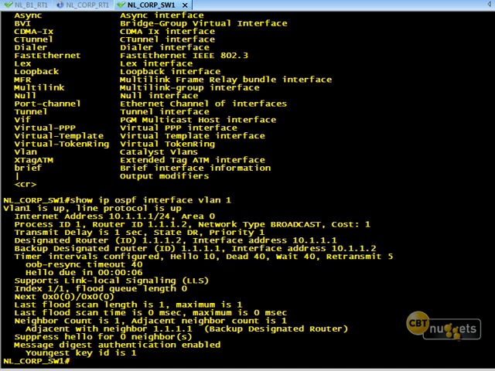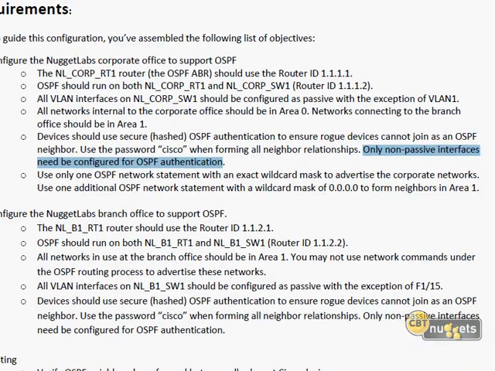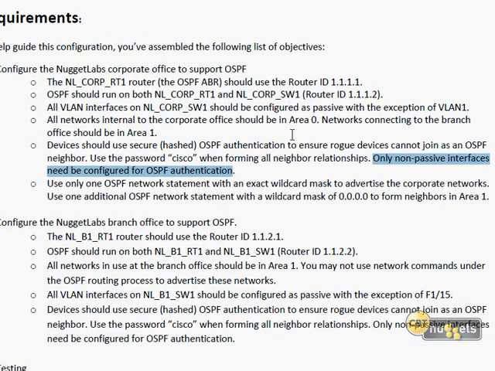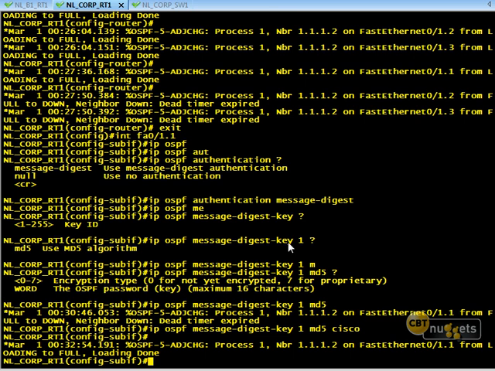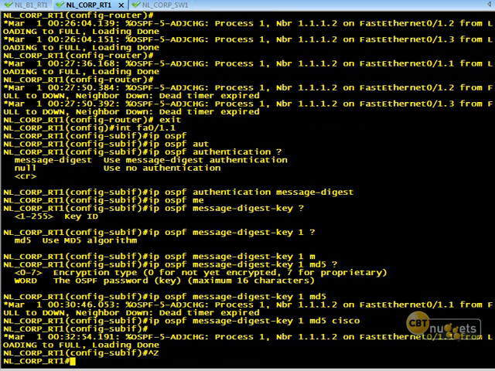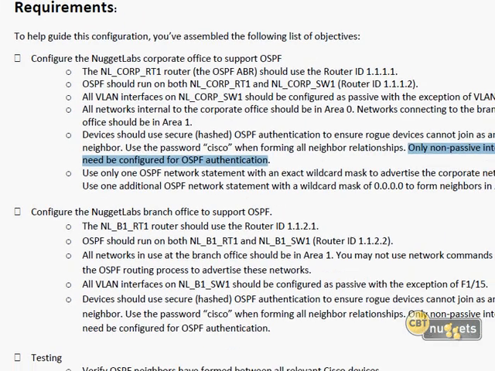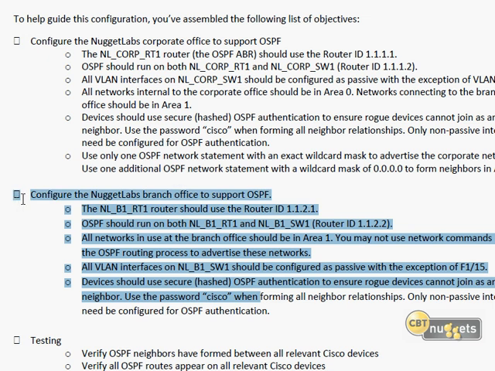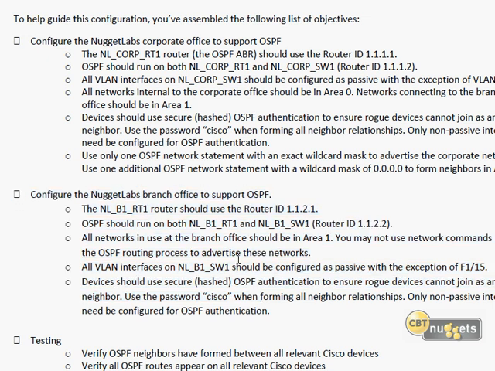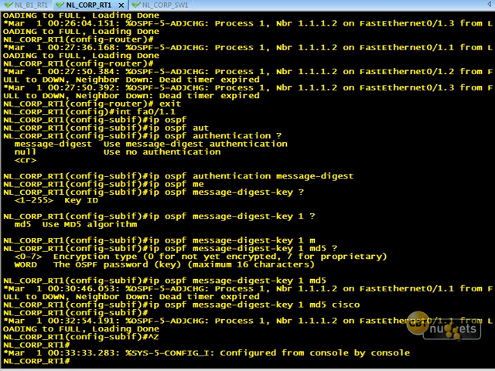Good. So I would say that is awesome for the corporate office. We now have the corporate office running, neighbor relationships formed, but we're not going to see any routes yet because corporate switch 1 and router 1 all know about the same stuff. So what I'd like to do before we close out this nugget is get the branch office configured. We'll be able to go much faster because it's the same exact steps. It's just different devices. So let's just shoot over there.